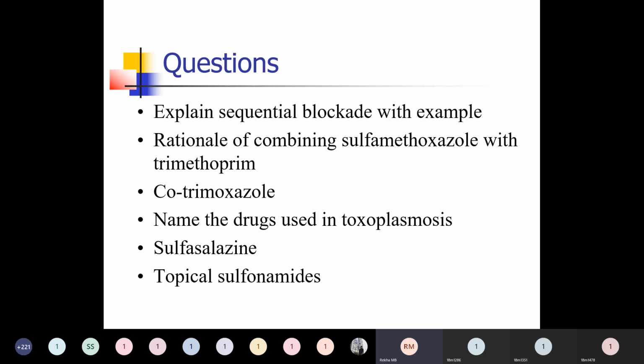The next is cotrimoxazole, short note. So here you have to explain what is cotrimoxazole, their sequential blockade, the merits of this combination, uses, and their adverse effects. Then you have the drugs which are used in toxoplasmosis. Then you have sulfasalazine, which is the drug used for rheumatoid arthritis and ulcerative colitis. So it can be asked for a short note. Then you have topical sulfonamides. So you need to talk about silver sulfadiazine, sulfacetamide, and mafenide.